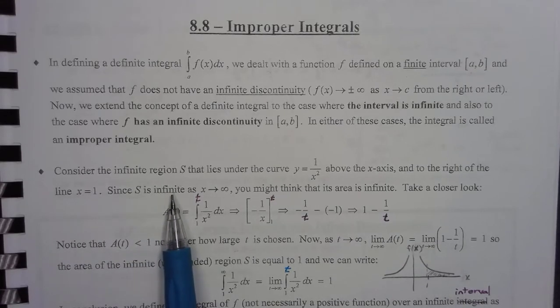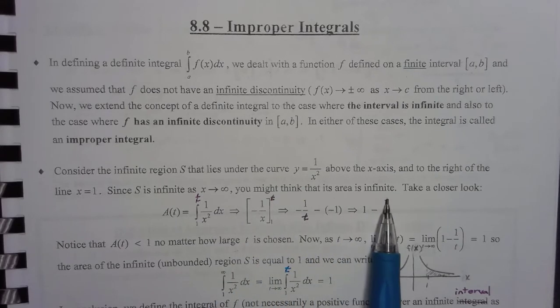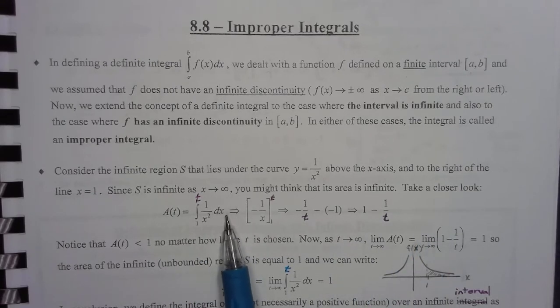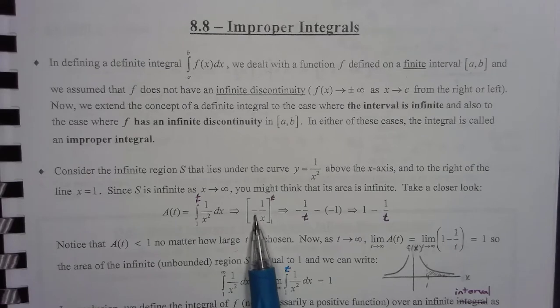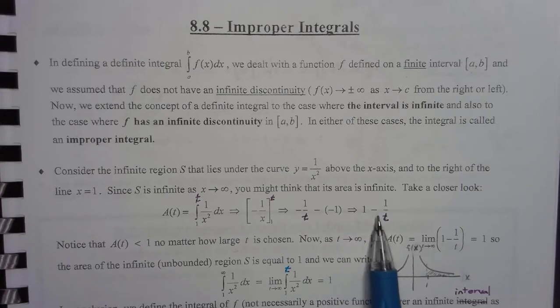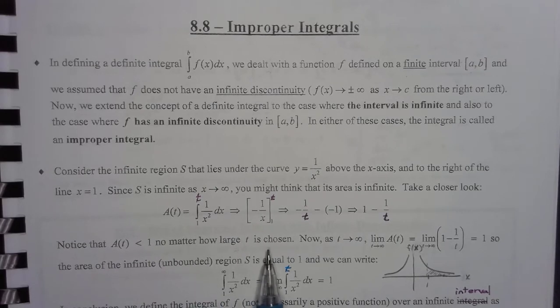Since S is infinite as x goes towards infinity, you might think that the area is infinite. So if we look at this, the area from 1 to t of 1 over x squared dx is negative 1 over x evaluated from 1 to t, which is the negative of 1 over t minus a negative 1, which is 1 minus 1 over t. Notice that the area is less than 1 no matter how large t is chosen.